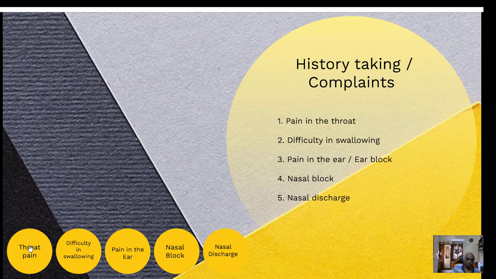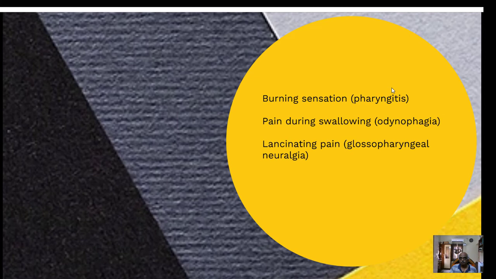Let us start with pain in the throat. If the patient complains of burning pain in the throat, it indicates pharyngitis. Pharyngitis is nothing but inflammation of the submucosal lymphoid tissue seen in the posterior pharyngeal wall. So classically, the patient says the pain is burning in nature, it goes without saying the patient is suffering from pharyngitis.